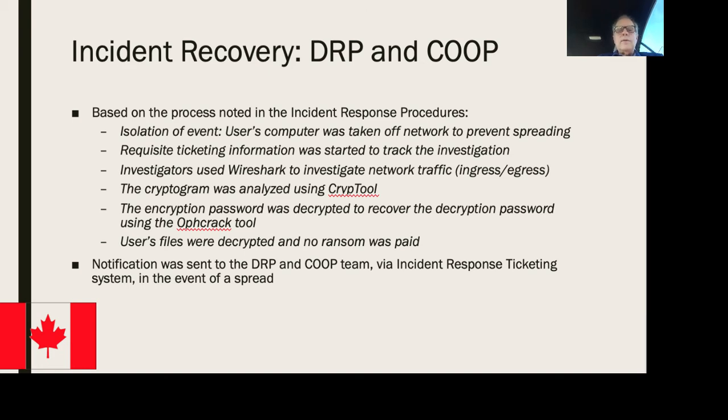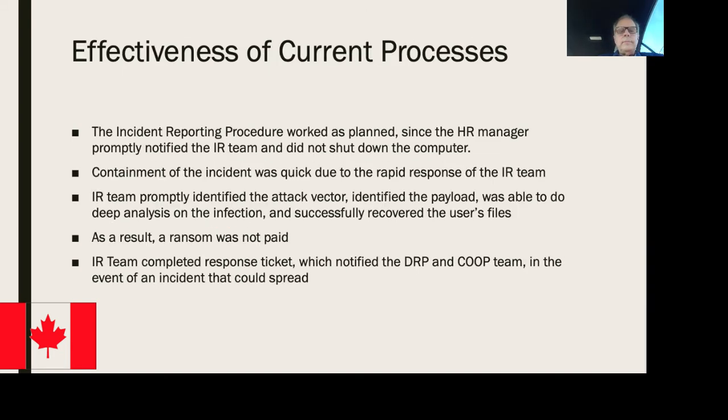Again, the investigators used Wireshark to identify the source and the destination of the network traffic. And the cryptogram was analyzed using a product called CryptTool. The encryption password within the cryptogram was cracked by using OPH Crack. And ultimately, because the IR team recovered the password for the cryptogram, the user's files were decrypted and no ransomware was paid. As noted before, again, the DRP and the co-op team were notified about the incident.